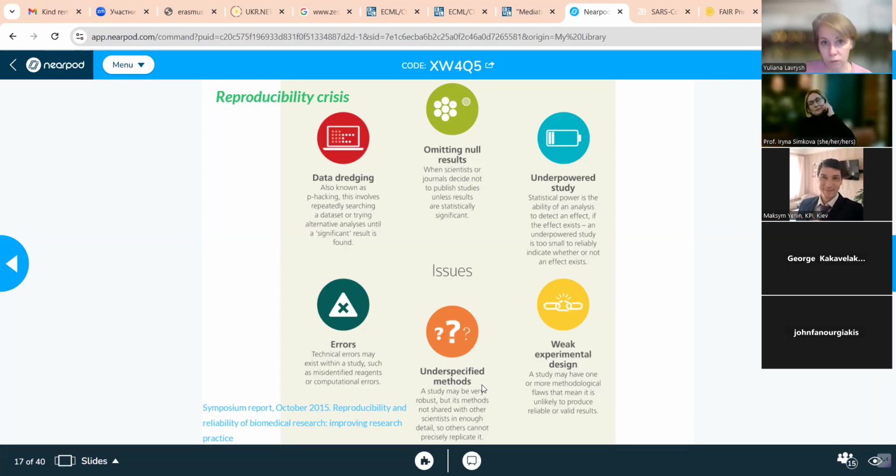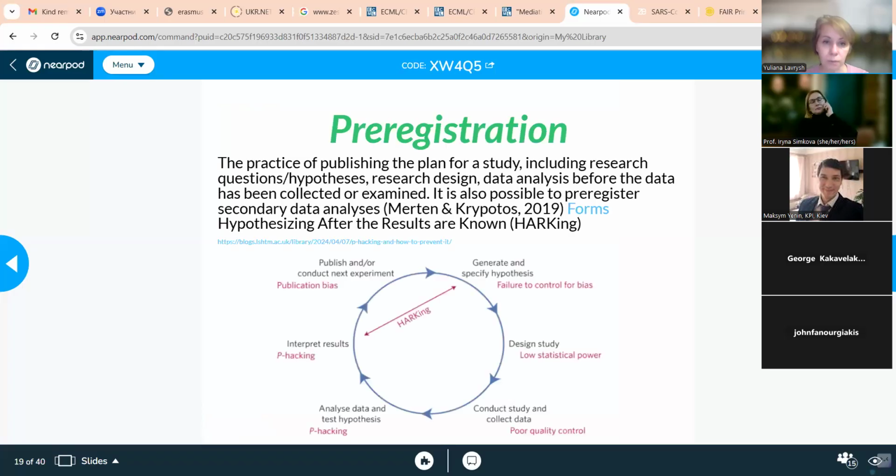It's about fraud. It's fake science. You shouldn't do it like this. You should be honest and sincere, first of all, for yourself. That is why this kind of open science prevents such cases, and it can be prevented using this principle of reproducibility.